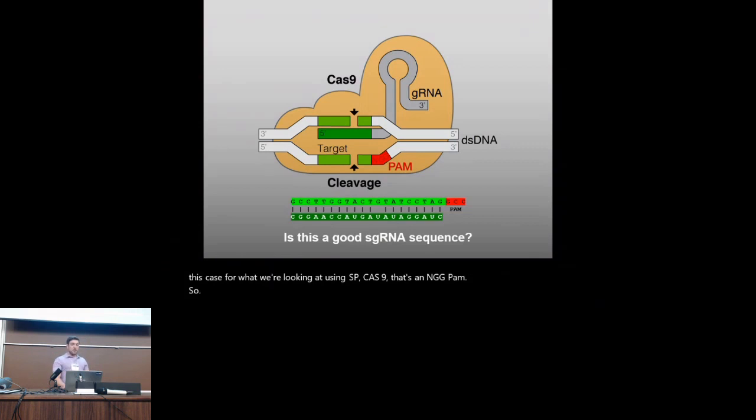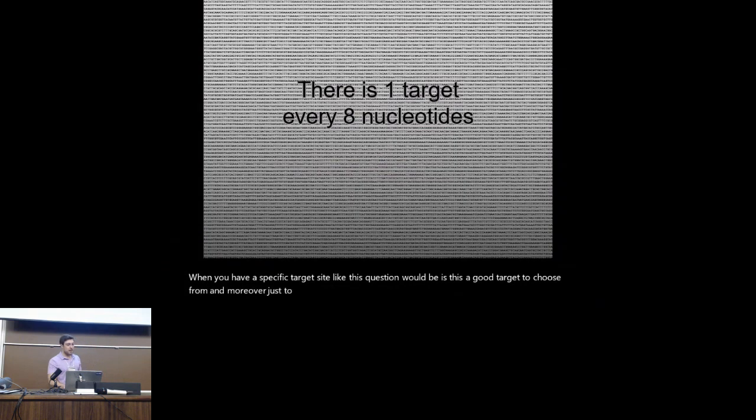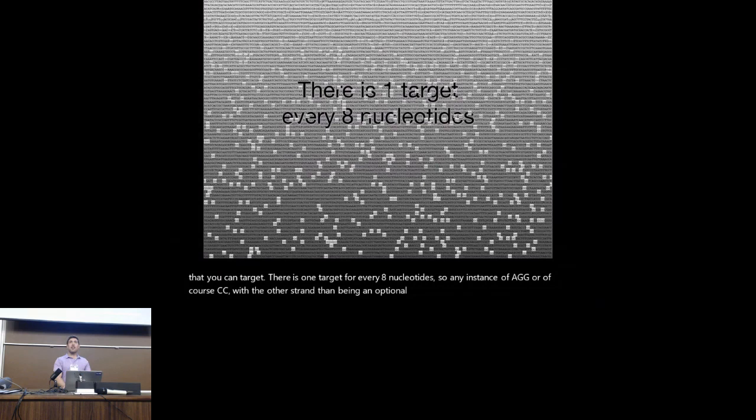So when you have a specific target site like this, the question would be, is this a good target to choose from? And moreover, just to highlight things here, there's a lot of options available for places that you can target. There's one target for every 8 nucleotides. So any instance of a GG or, of course, CC with the other strand then being an optional target. That's a lot of different target sites to parse through.